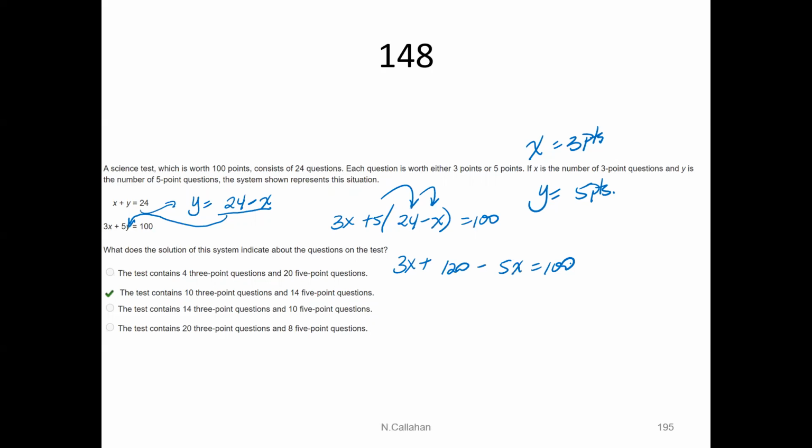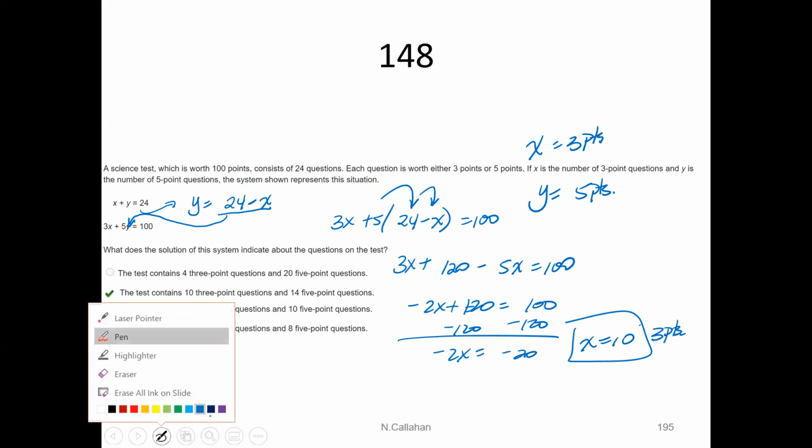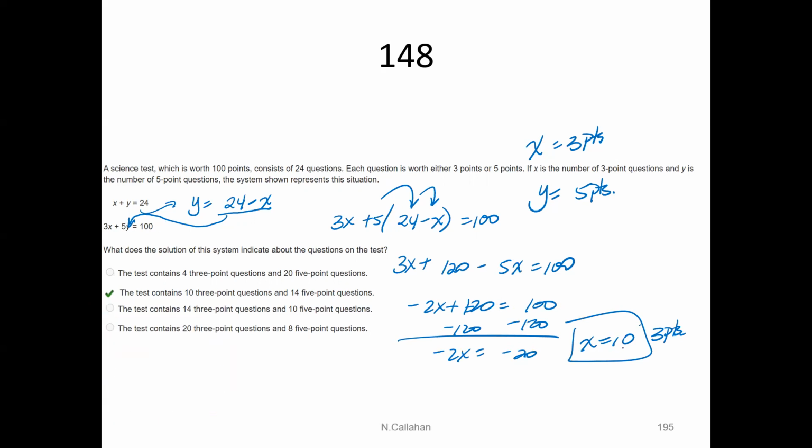Let's combine the like terms. We have negative 2x plus 120 equals 100. Minus your 120, and you get negative 20, so x equals 10. So there are 10 of the 3-point questions. And here it says x plus y equals 24. Well, if x is 10, then y has to be 14, and that's going to be the 5-point questions. So is it A, B, C, or D that represents that?